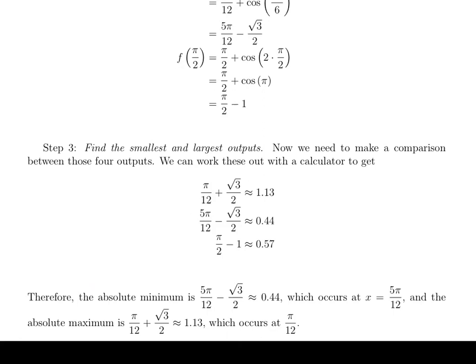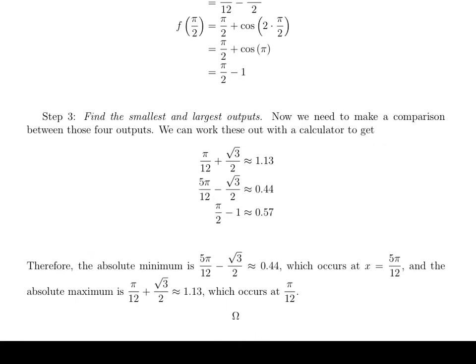The absolute maximum is pi over 12 plus root 3 over 2. And we had to plug in pi over 12 to get that one. So there we go. We've got our absolute minimum and absolute maximum. That's all for now.